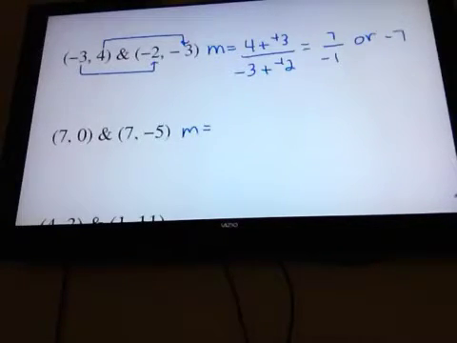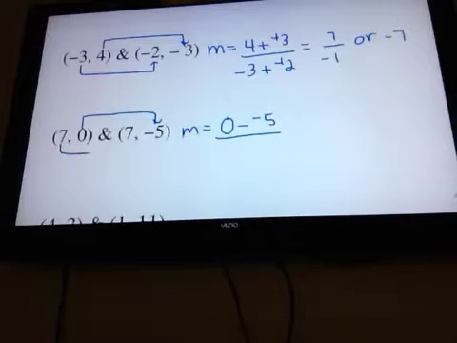Same process here. I'm going to take y minus y. So 0 minus a negative 5, x minus x, 7 minus 7. So my minus negative becomes positives, and I get 0 plus 5 is 5. 7 minus 7 is 0. You can't have a 0 in a denominator. You can't divide by 0.